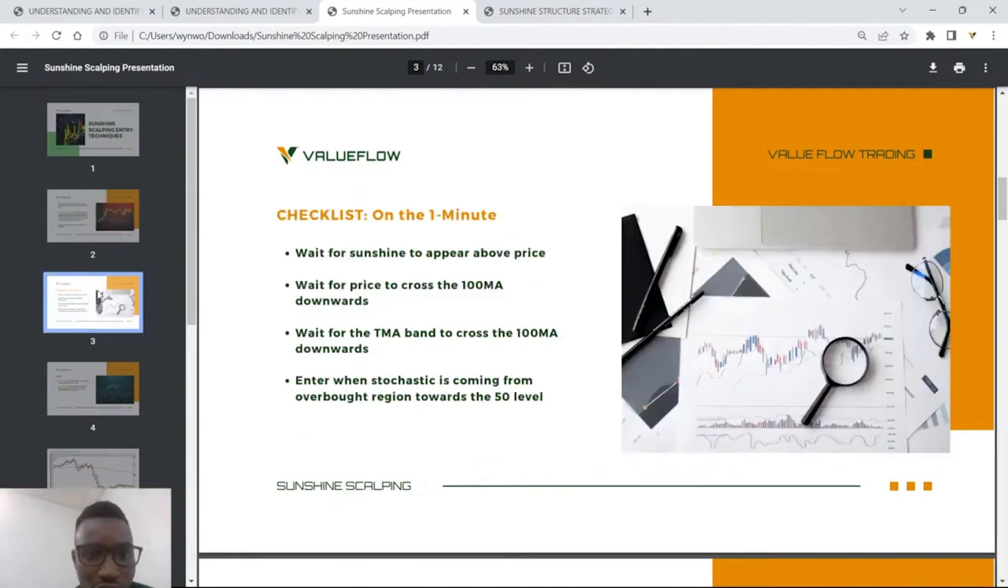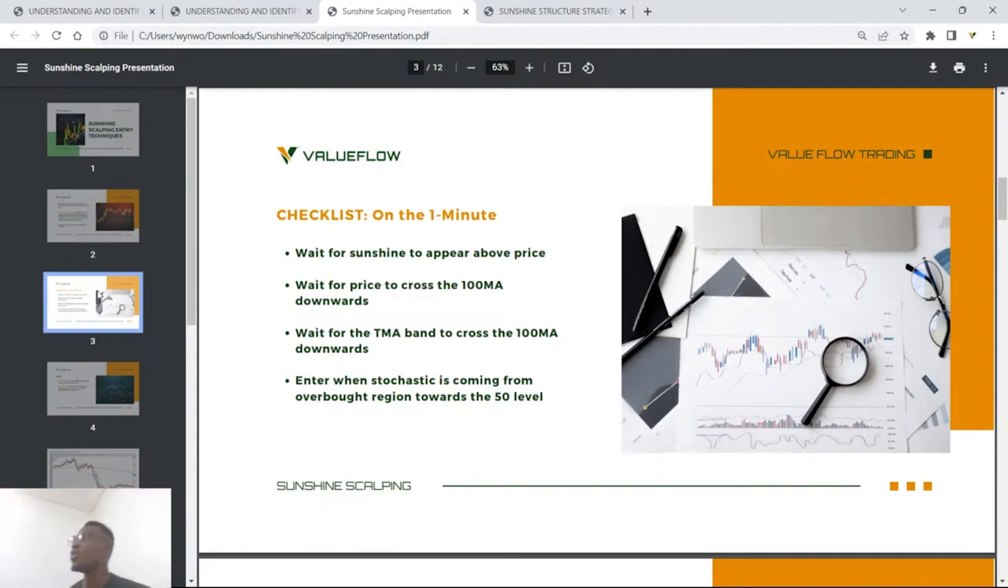The checklist on the 1 minute. This is what gives your entry. It says wait for sunshine to appear where? Above price, not below. You wait for it to appear above price. We are now in a downtrend. We've confirmed from the M15 that when we looked at the moving averages, they were sloping down and spreading apart, and price was below them. And then we went to the 1 minute. We now saw that price is also below the 4,000 moving average. Then we are now interested in selling.